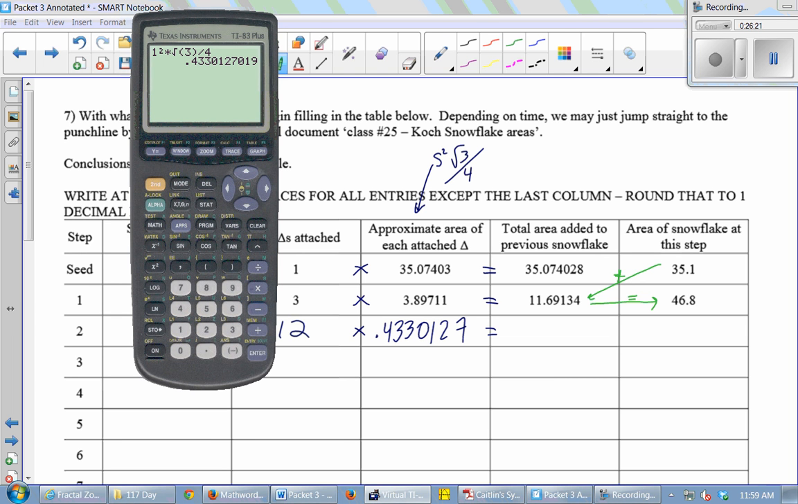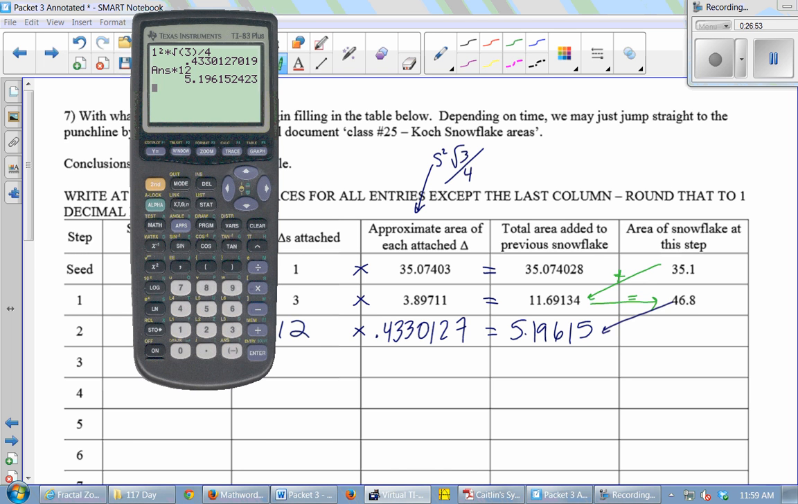All right, so each of my purple triangles has area 0.433, and I have 12 of them. So I'm going to figure out how much area I added to my previous step. I added 12 triangles that each have this area, so I multiply by 12 and get 5.19615. That's the total area I added on when I went from step 1 to step 2. This is the area that got added to the snowflake.